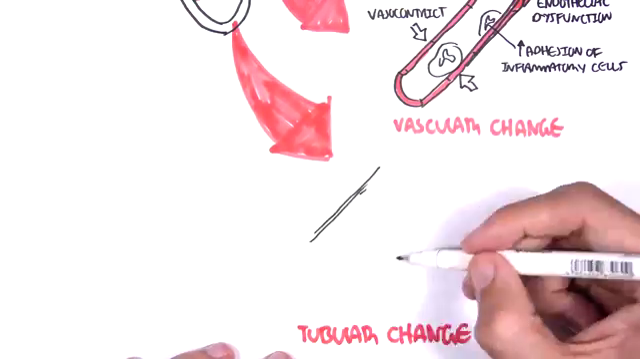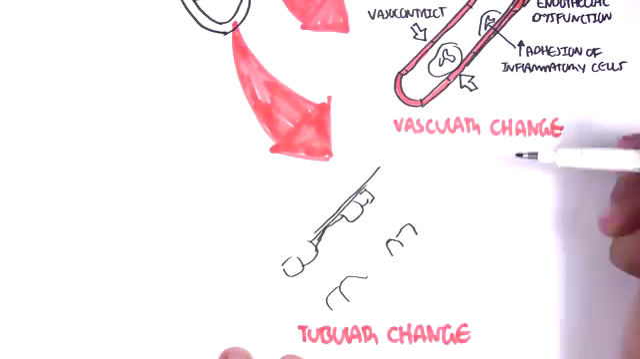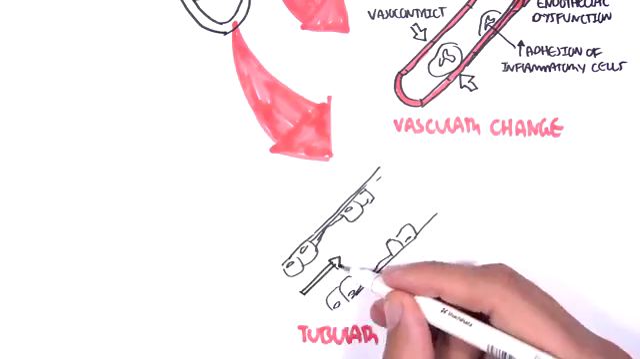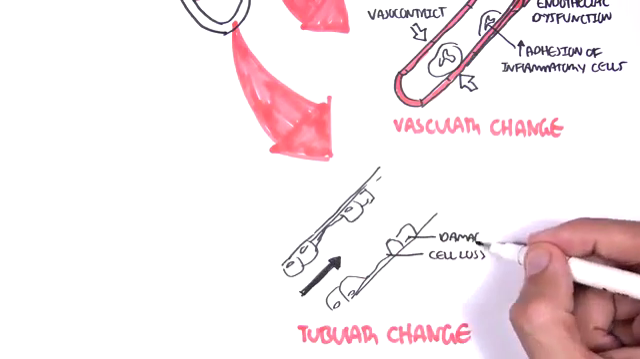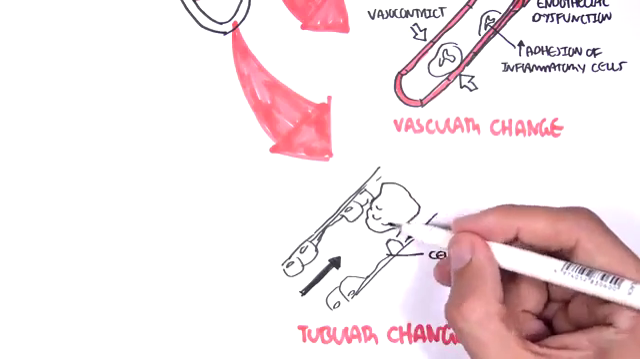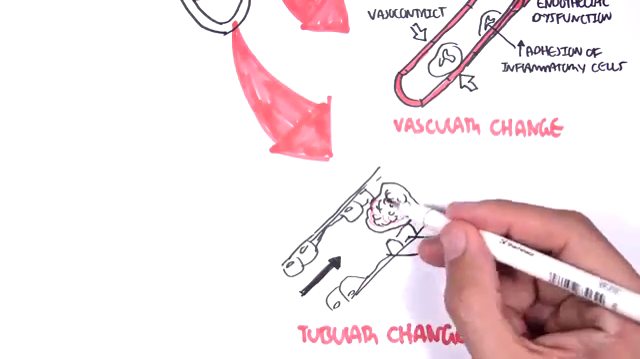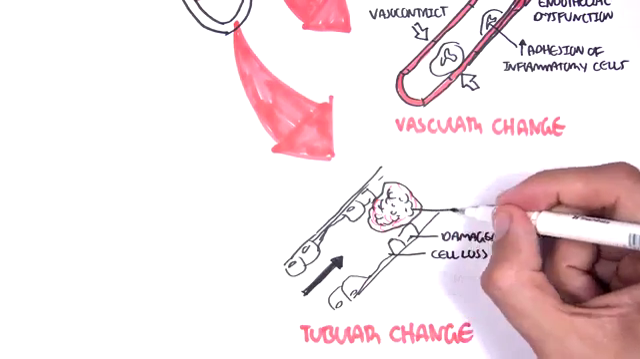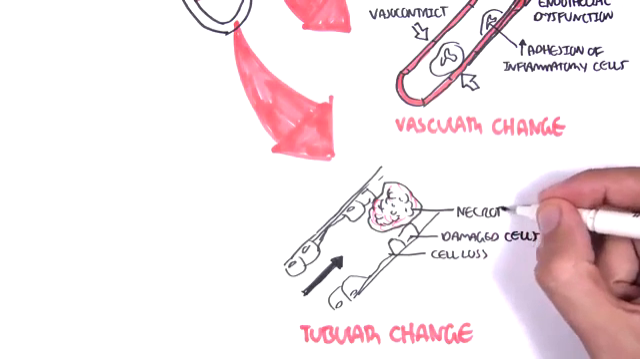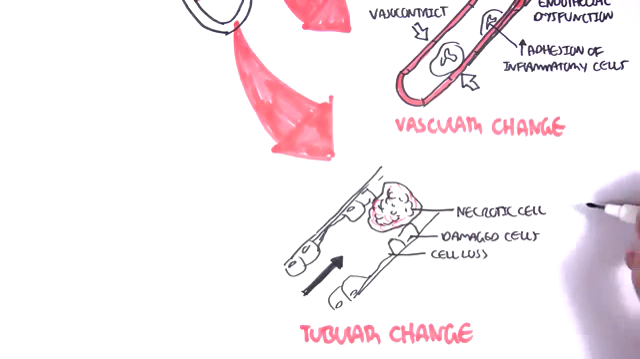The second change we see is tubular changes. So in tubular change, for example, here is within the tube of the nephron. The filtrate normally goes this way, and we now see cell loss. We see damaged cells, and this can be due to necrosis, or it can later cause apoptosis.